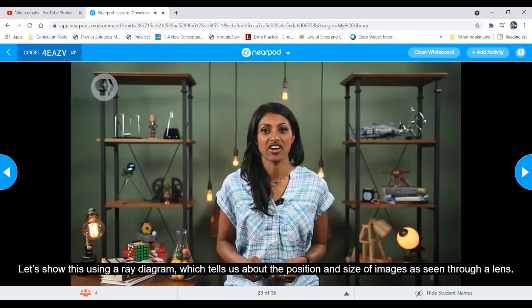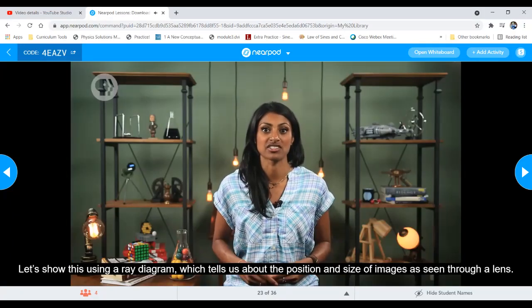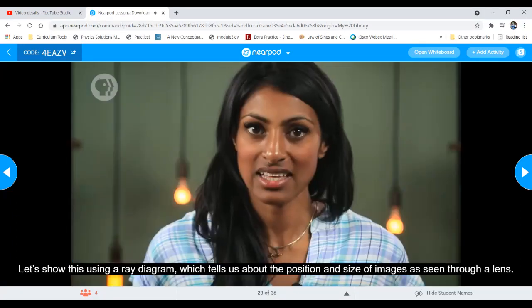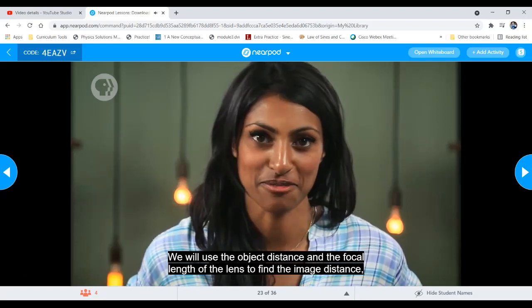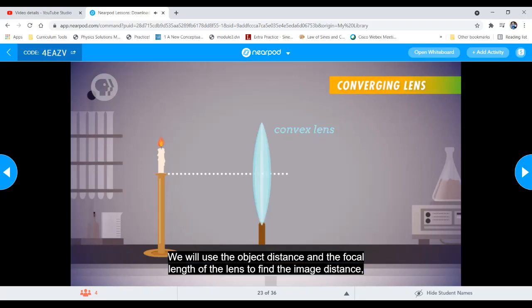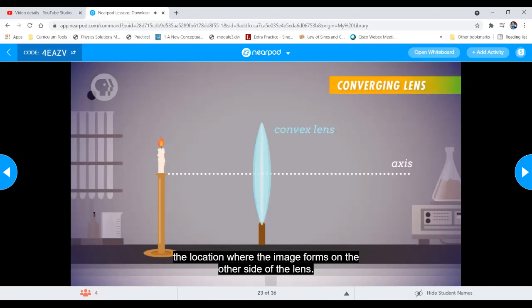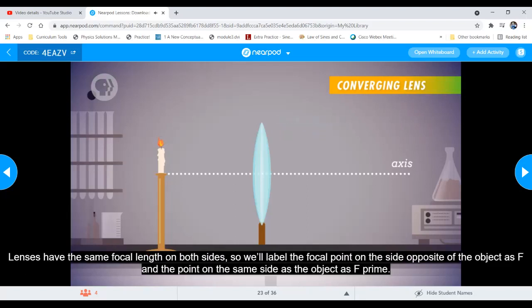Let's show this using a ray diagram, which tells us about the position and size of images as seen through a lens. Let's take a candle that's some distance from the lens, which we'll call the object distance. We'll use the object distance and the focal length of the lens to find the image distance, the location where the image forms on the other side of the lens. Lenses have the same focal length on both sides, so we'll label the focal point on the side opposite of the object as f, and the point on the same side as the object as f prime.